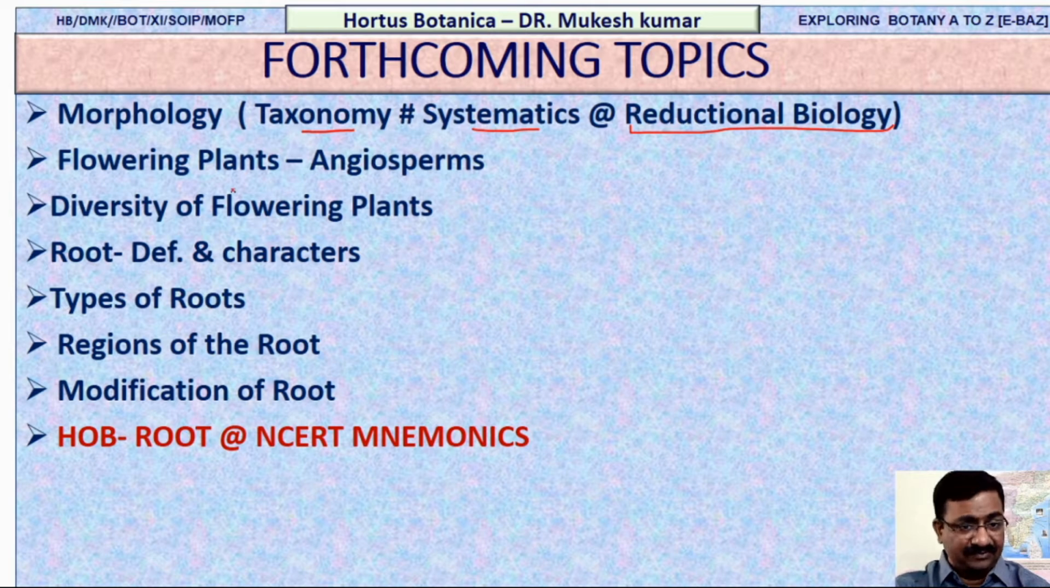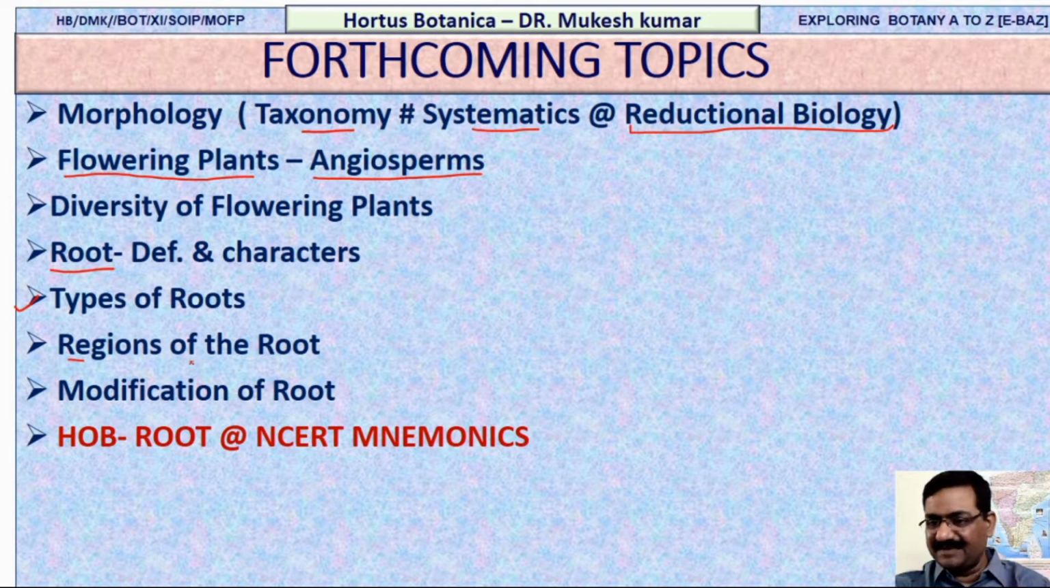So we also study about flowering plants, that is the angiosperm. What is angiosperm? Why is it called flowering plants? We will study diversity of flowering plants, then root: definition, characters, types of root, right? Then regions of root, different regions are there in root, right? Stepwise we will study meristematic, elongation, maturation, right? And then very important, modification of root.